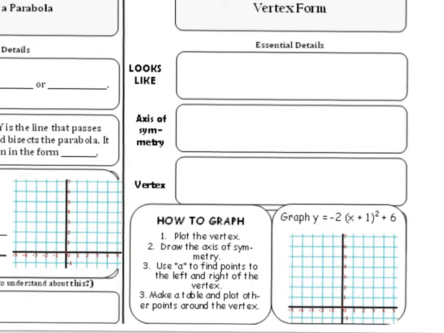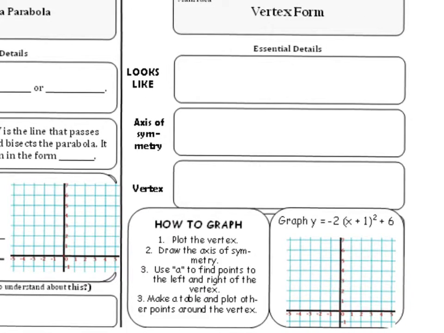All right, let's look at vertex form. Vertex form looks like this. It looks like y equals a times the quantity x minus h squared plus k. Looks a lot like our absolute value equation.